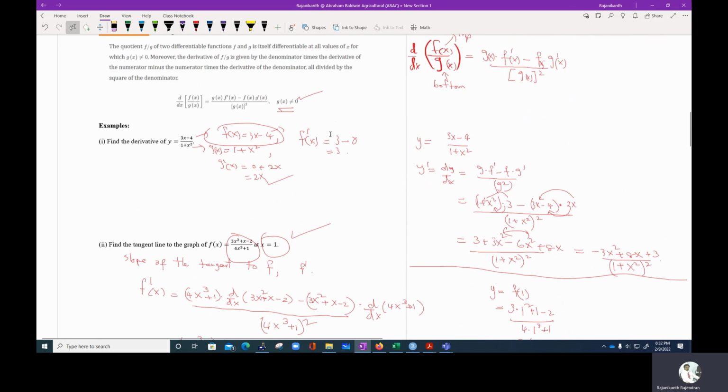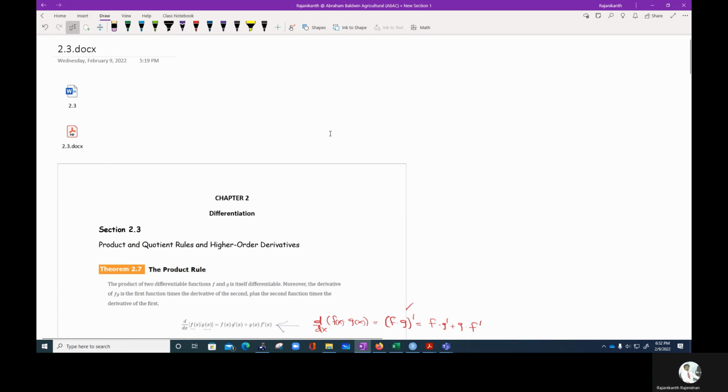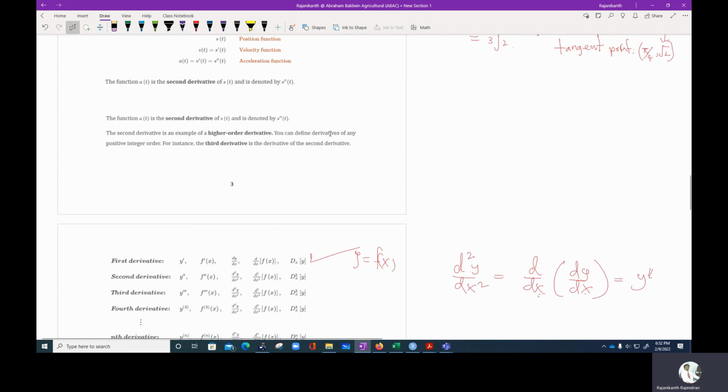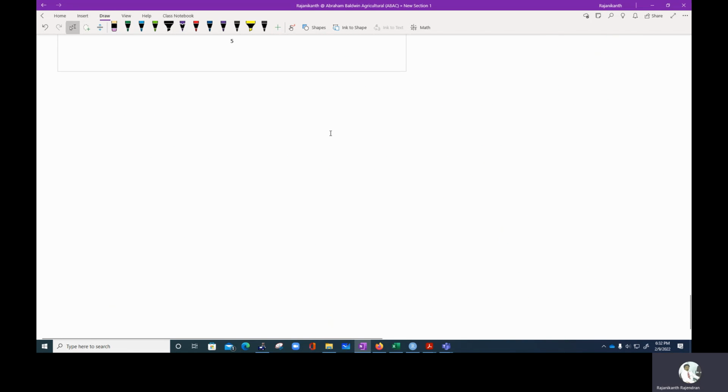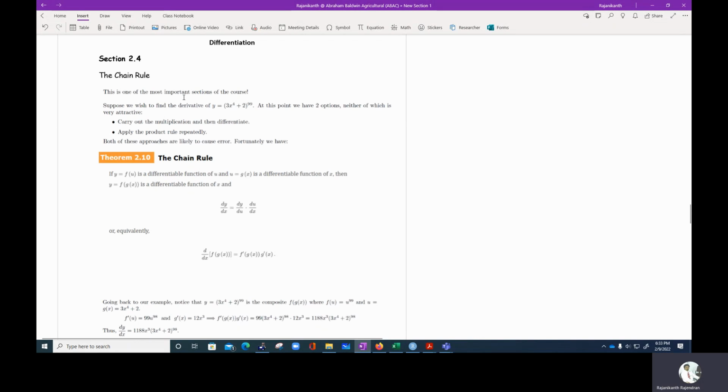Okay, so this is 2.3 plus 2.4. So I need to take 2.4 now. Okay, 2.4. So we are going to learn some more properties on derivatives. This is called the chain rule.